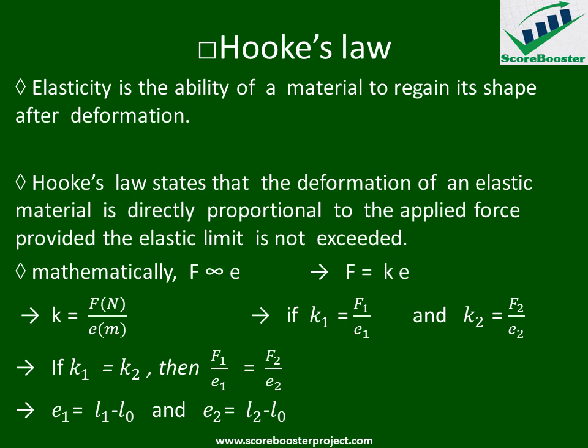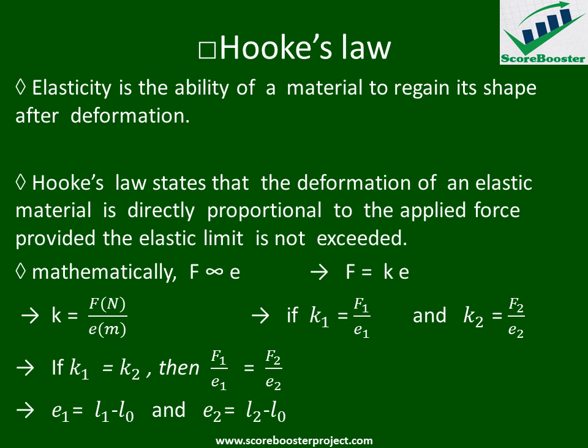Since K is equal to F over e, then the value of K1 will be F1 over e1, and the value of K2 will be F2 over e2. Then if K1 is equal to K2, then we can say F1 over e1 is equal to F2 over e2.